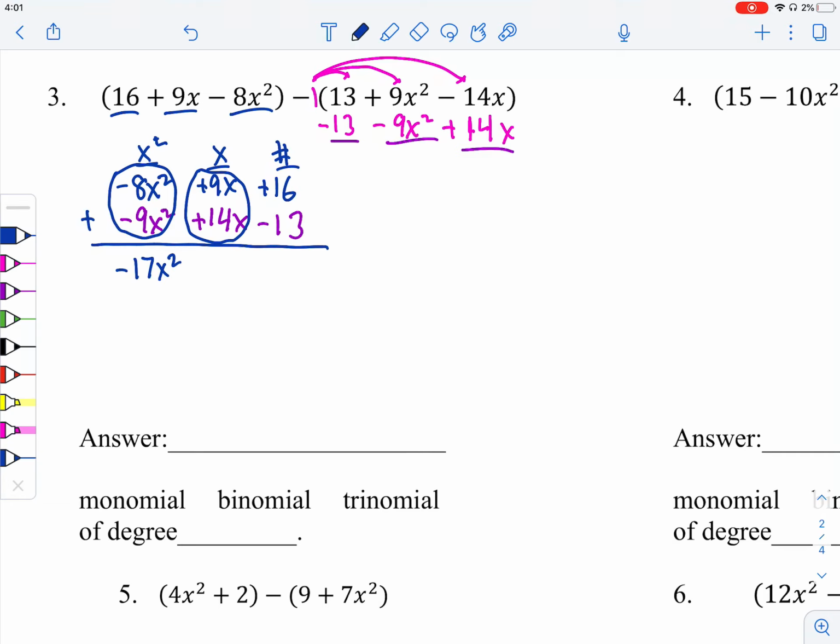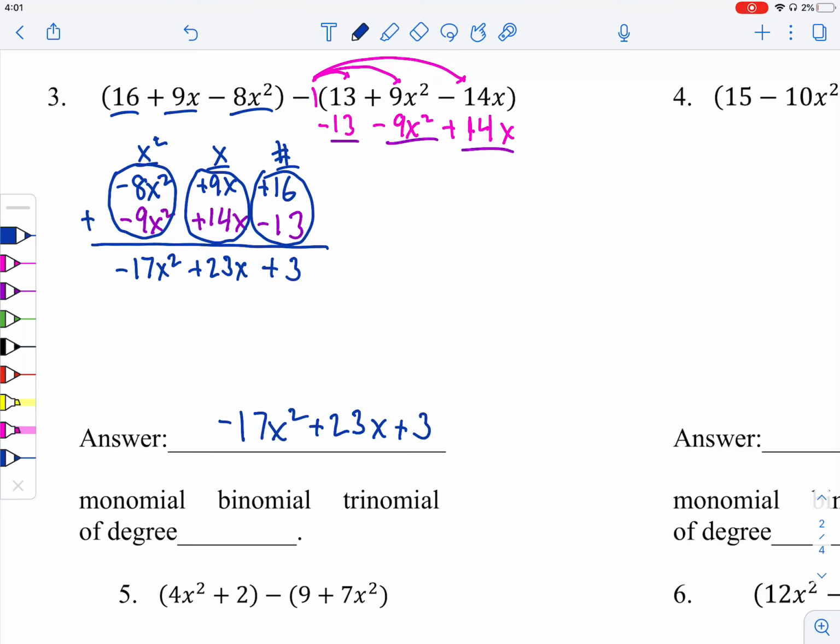So 9 plus 14, positive 23. And that's x's. And then we go to our numbers. 16 minus 13 is 3. So plus 3. And that's our answer right there. So negative 17x squared plus 23x plus 3.